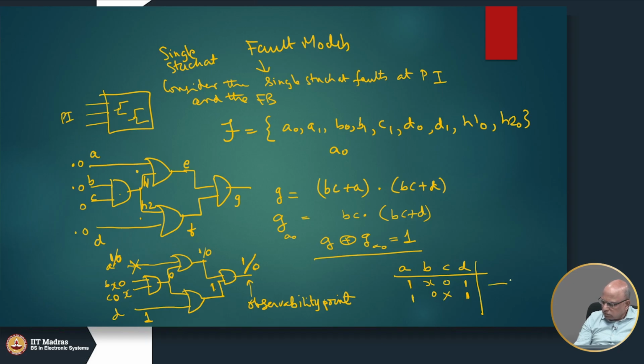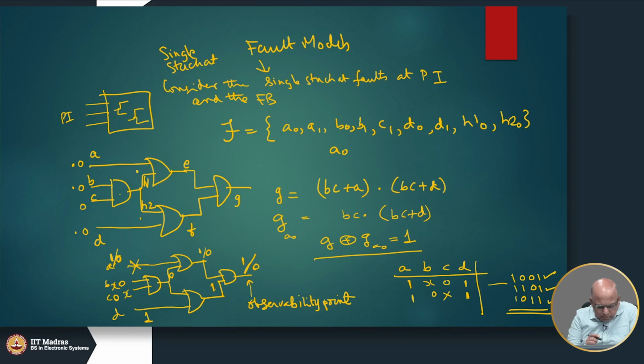So, in other words, 1001 is a valid test vector, 1101 is a valid test vector, 1001 is already covered, so no need to mention it again. So, 1011 is also a vector. So, I have 3 vectors.